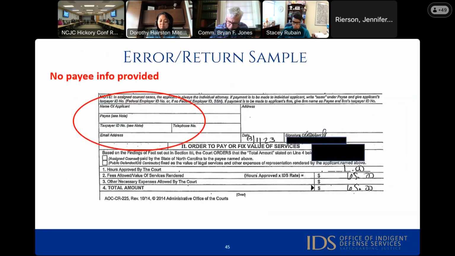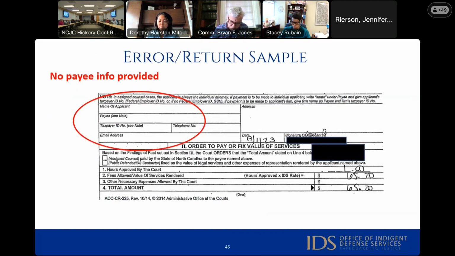This is a fee app that was returned because all of the payee information was completely missing. With an online invoice system, this will not happen because the payees have login credentials, we know who they are, and they have no need to re-enter their payee information over and over each time. Also, there are boxes that are necessary that will require information to be entered before moving forward. So there's no more returns for missing information.